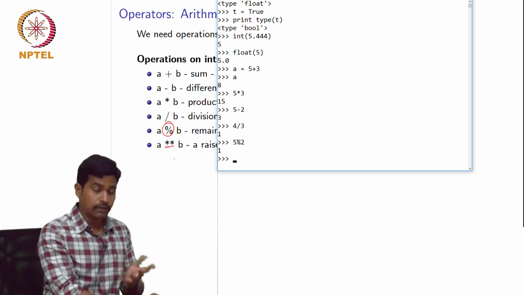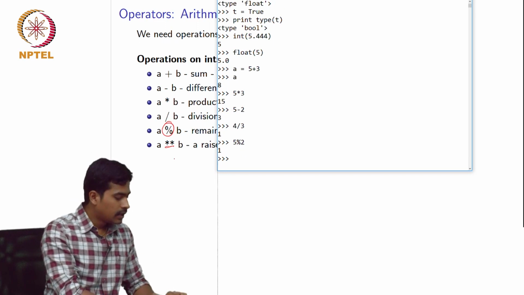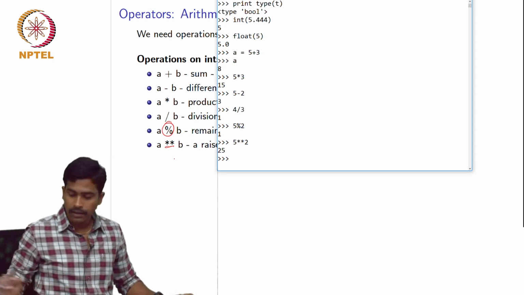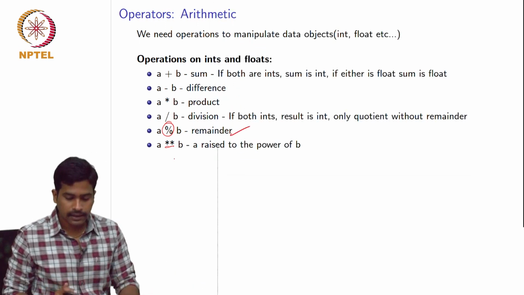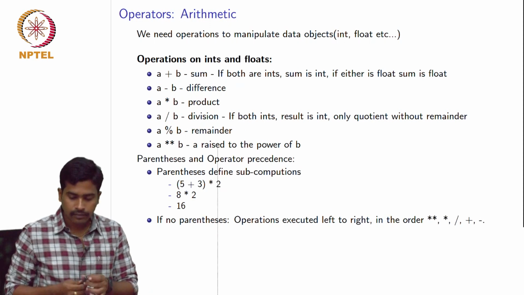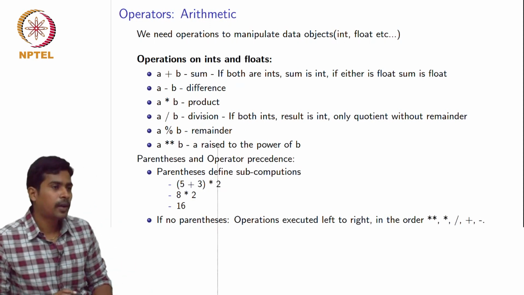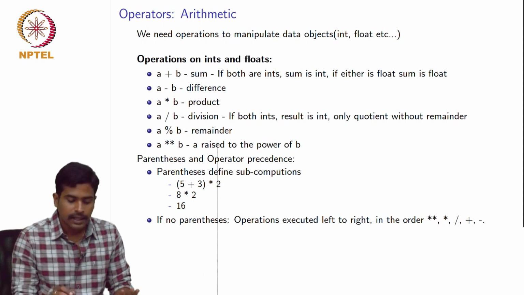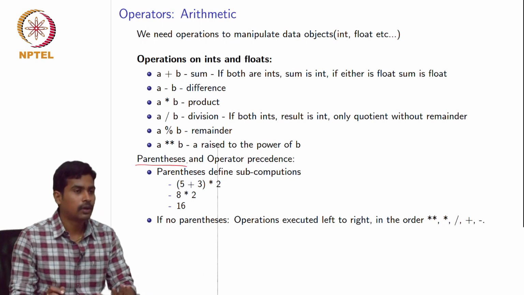So 5 power 2 is 25. Okay. So now we have seen these. Another important thing that you have to keep in mind when using these arithmetic operations is where you keep your parentheses.